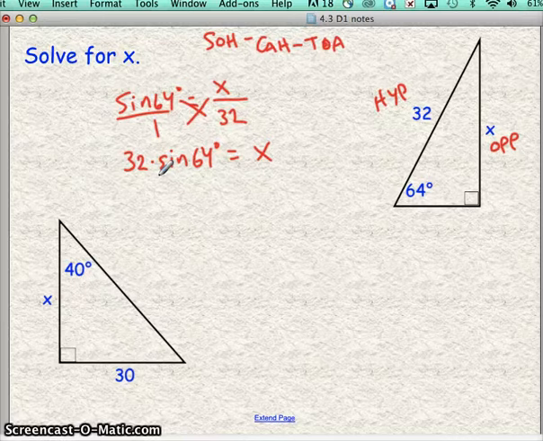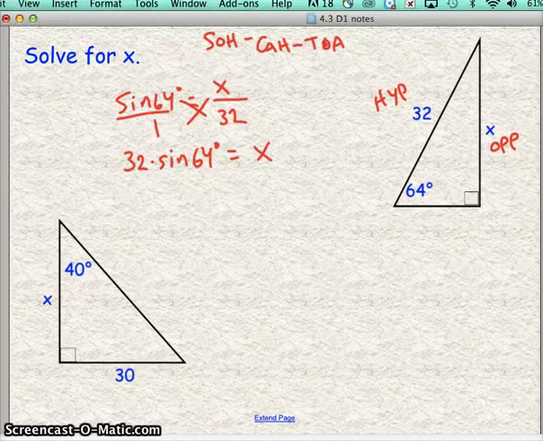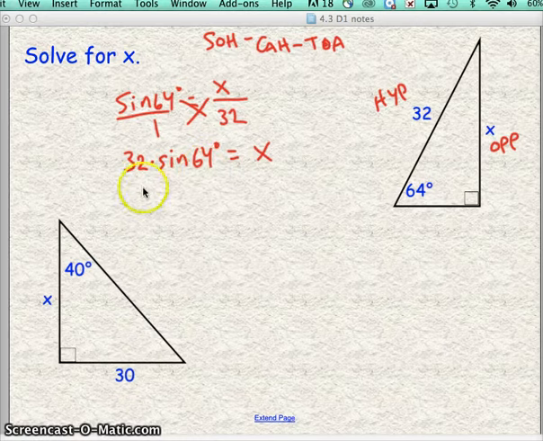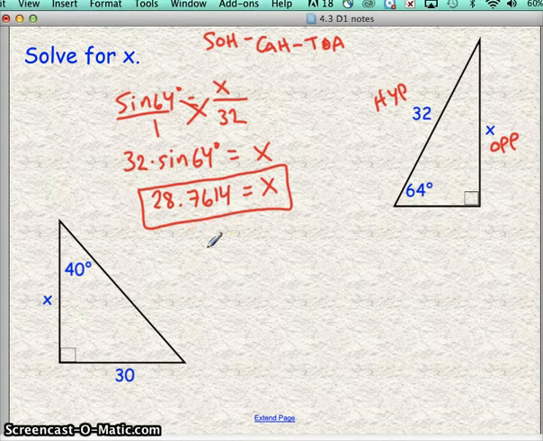Hang on just a second, I'm getting my calculator up. Okay, so we're going to do 32. Oops, hang on. Okay, so type in 32 times sine 64 degrees, and you should get 28.7614. Okay, double check, actually type it in your calculator and make sure that you got it to work.